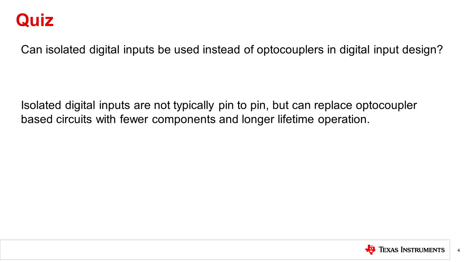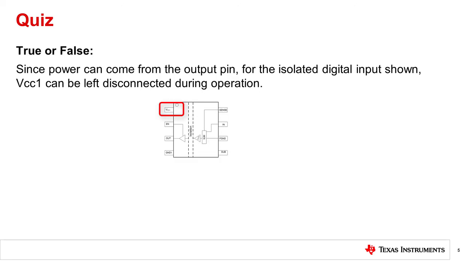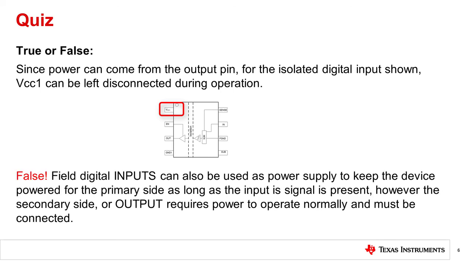Question number 3. True or false? Since power can come from the output pin, for the isolated digital input shown, VCC1 can be left disconnected during operation. False. Field side digital inputs can be used as a power supply to keep the device powered for the primary side as long as the input signal is present. However, the secondary side or output requires power to operate normally, so VCC1, shown here, must be connected.